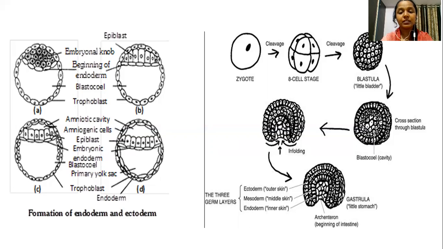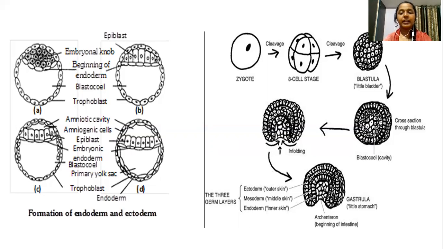cortex of the adrenal gland, mesenteries, sclera, choroid of the eyes, and the wall of the gut. These are all derived from the mesoderm. So all the structures I mentioned will be developed from the mesodermal layer.